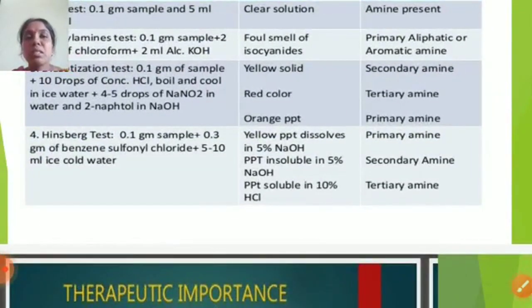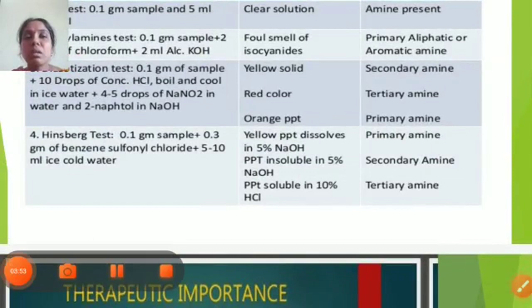Aniline reacts with bromine water, Br2, to form 2,4,6-tribromoaniline. C6H5NH2 plus 3Br2 in water gives 2,4,6-tribromoaniline plus HBr.